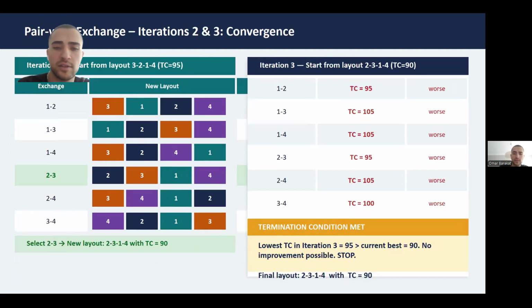Now we go on to the second iteration. We choose exchange 2 to 3 because it has the lowest total cost. Iteration 3 starts from layout 2314 with total cost 90. The best result across all six exchanges is total cost 95. That is worse than the current cost of 90. The termination condition is met here. When the best available exchange produces a cost higher than the current layout, the procedure stops. So the final layout is 2314 with total cost 90. Total cost was reduced from 125 to 90, a 28% improvement in just two iterations.